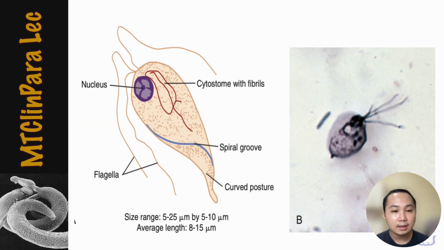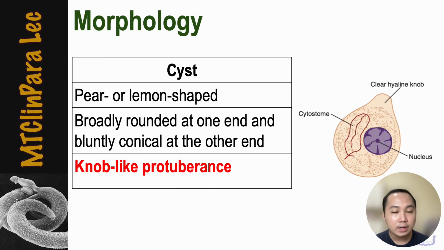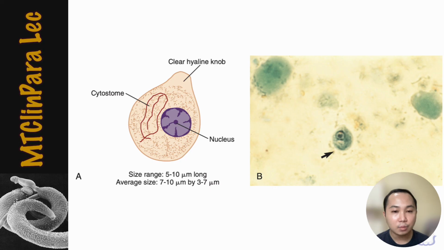So here is an example of a picture of our Chilomastix mesnili. So take note of the spiral groove, cytostome with fibrils as well, and the curved posture, especially at the posterior area of the flagellate. When it comes to the cyst form, it contains a clear hyaline nub, or what we call the nub-like protuberance, and it is shaped as pear or lemon. So here is a picture of our Chilomastix mesnili cyst. Since it has a cyst, this is also the infective stage of the parasite.